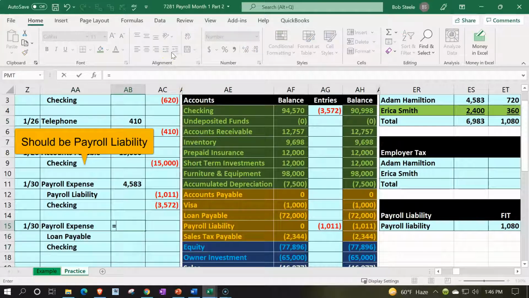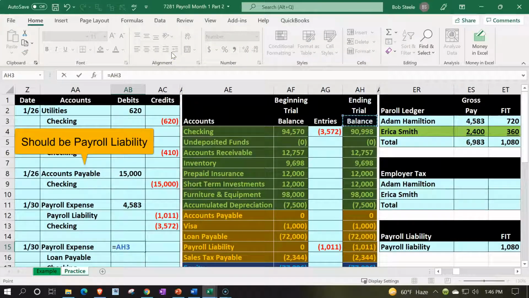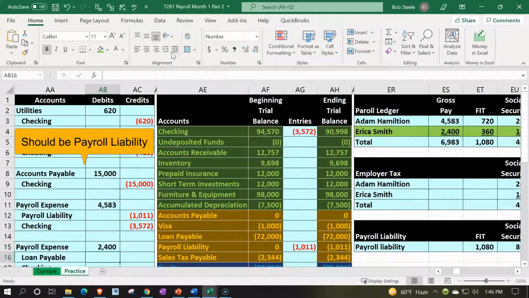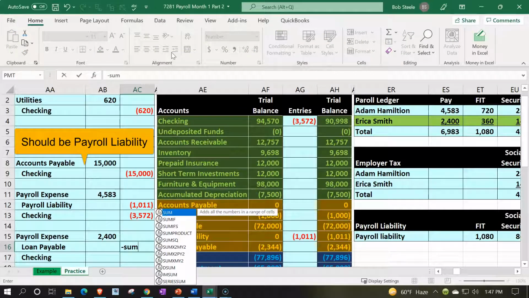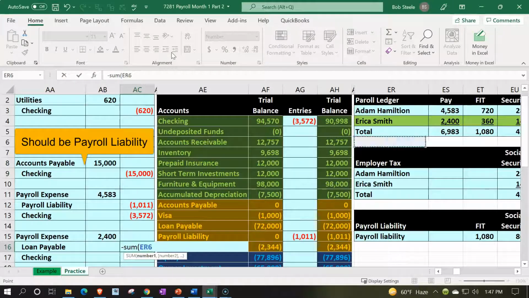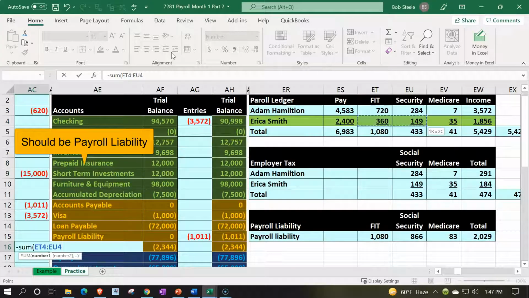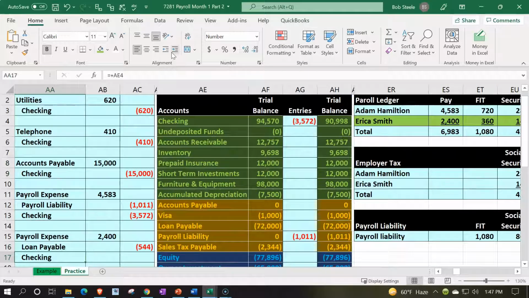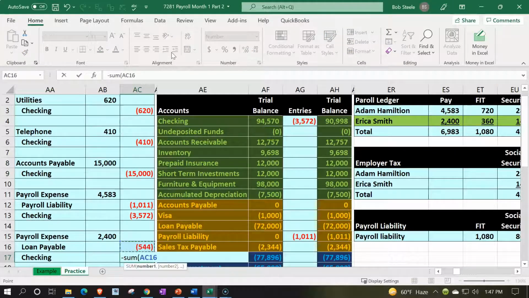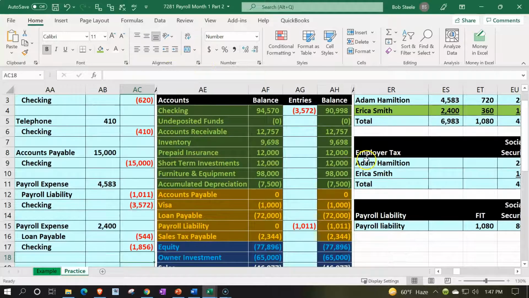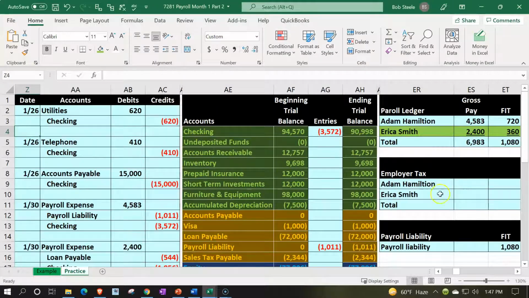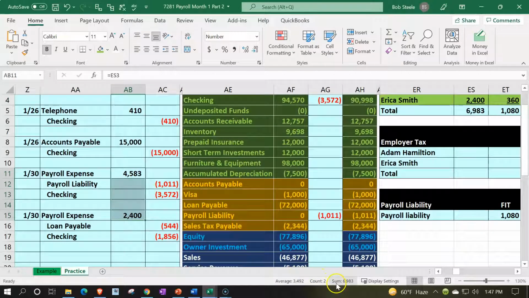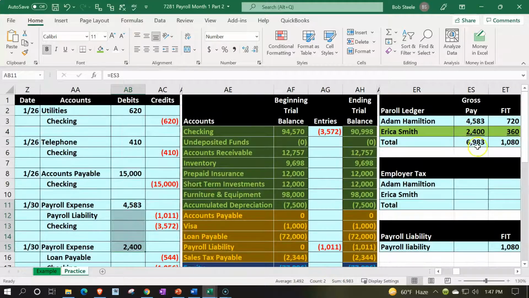We're going to say the payroll expense for Erica is going to be that 2400. The liability is going to be, let's do the liability negative sum. Negative sum to make it a credit of the FIT, the Social Security, and the Medicare. Enter. There we have that. Checking negative sum plug formula is the 1856, which should match the 1856 we have here as well, which it does. And then if I was to add these two together, that adds up to the 6983, which is the same as this 6983.